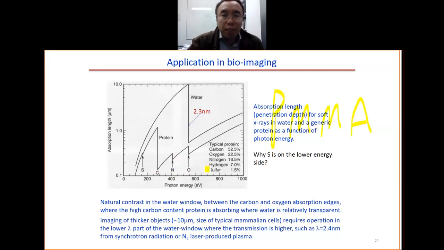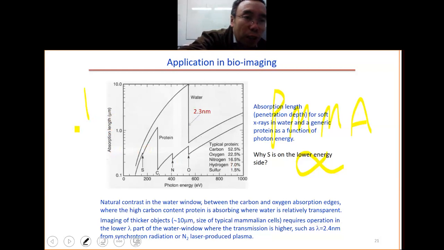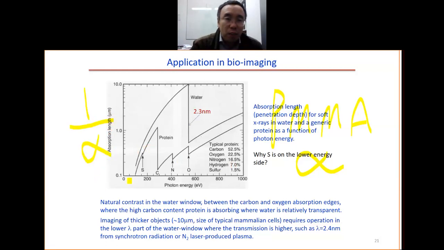In the previous slide, what we drew is the absorption coefficient, and we see a trend like this: higher energy, lower alpha. But here we show the penetration depth, which is given by 1 over alpha. That's why we see a trend like this, because this is 1 over alpha. The previous drawing for the PMA is alpha.